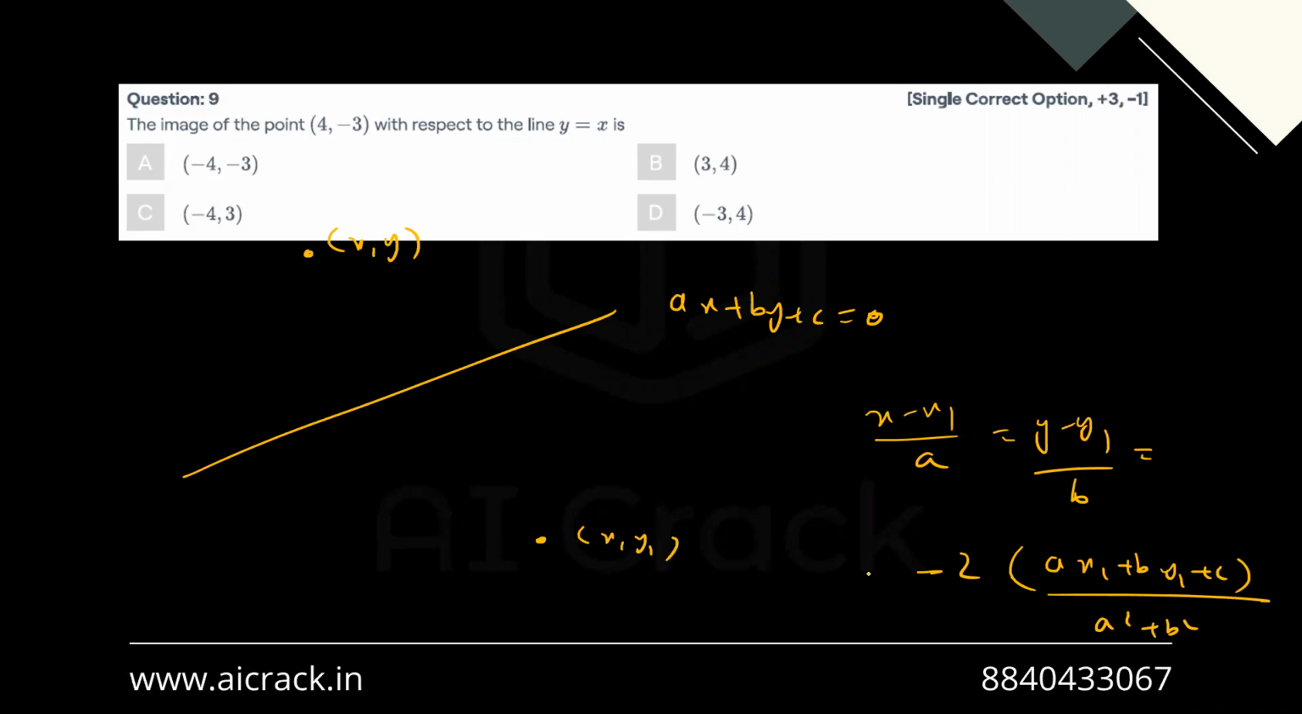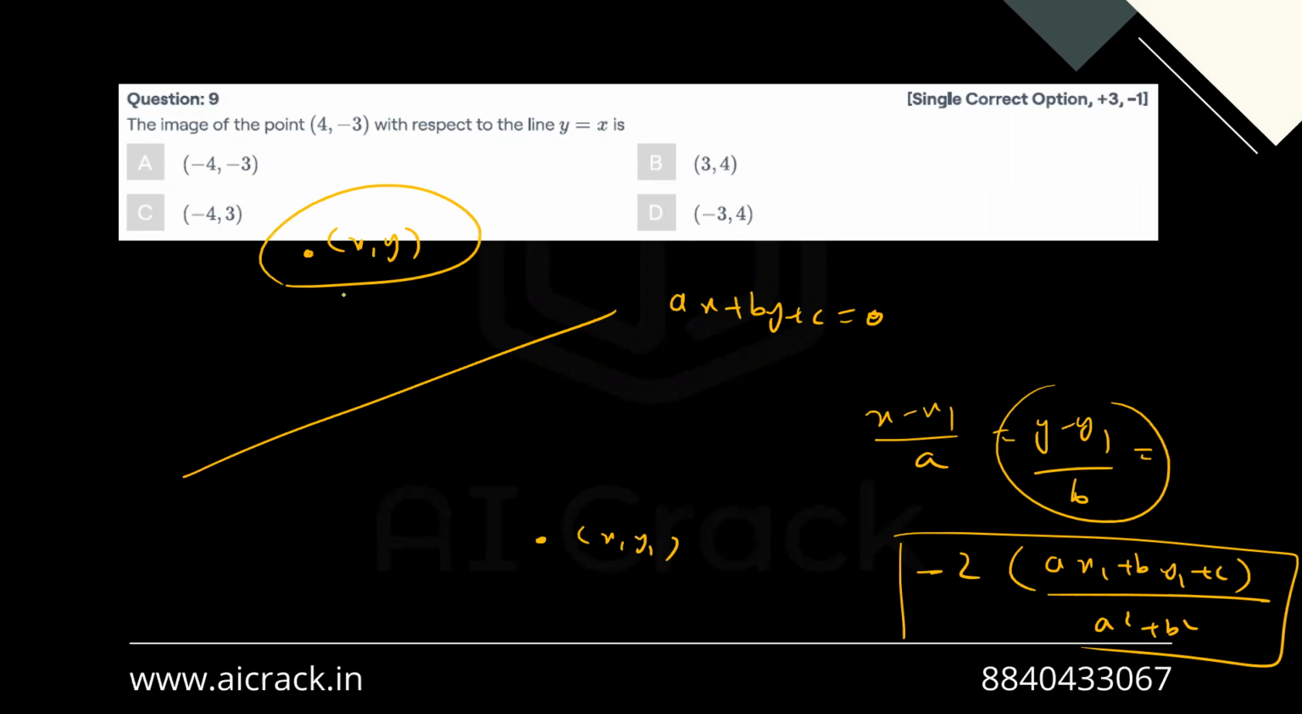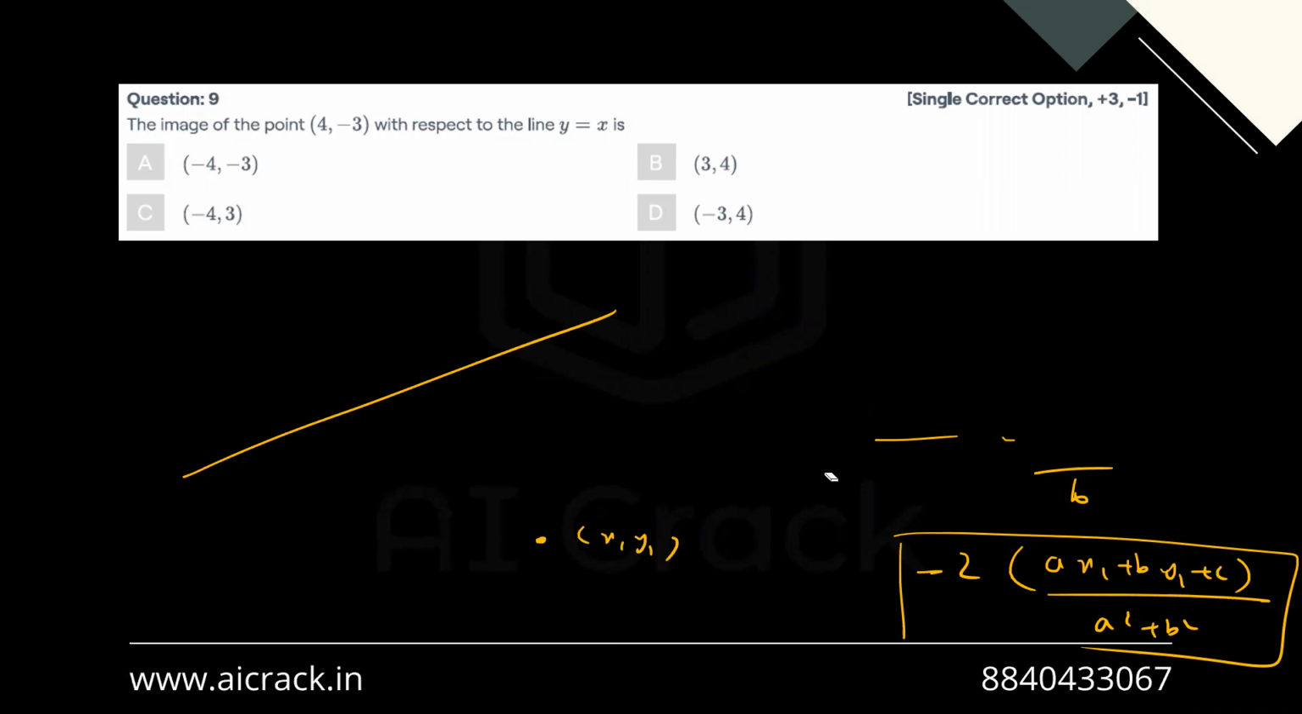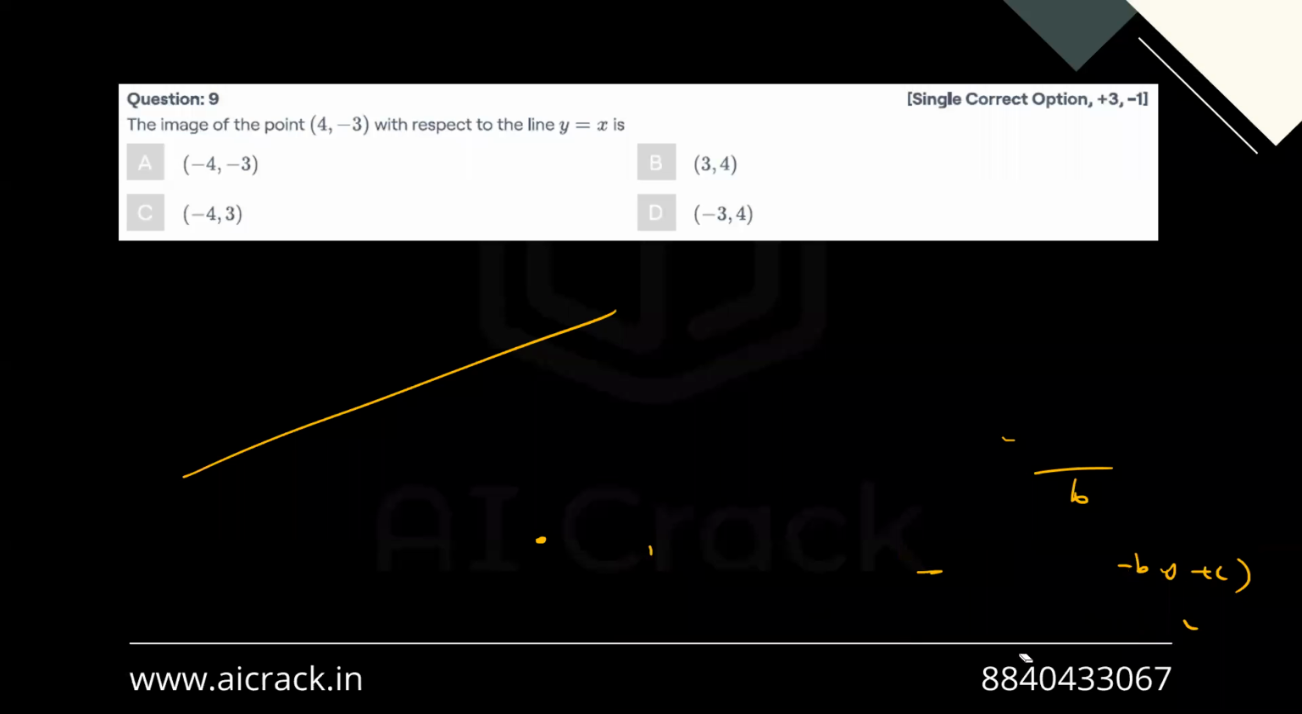First you will equate x with this constant and you'll get the value of x. Then you will equate y with this constant and you'll get the value of y. And this is how you calculate the image. But in case of y = x, the shortcut is very simple. All you have to do is reverse the coordinates.